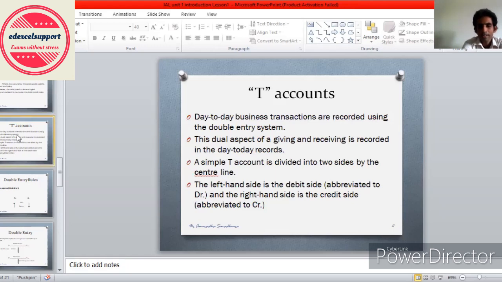Accounts. Day-to-day business transactions are recorded using the double entry system. The dual aspects of giving and receiving are recorded in the day-to-day records. The simple T account is divided into two sides by the center line. The left-hand side is the debit side, abbreviated to DR, and the right-hand side is the credit side, abbreviated to CR.